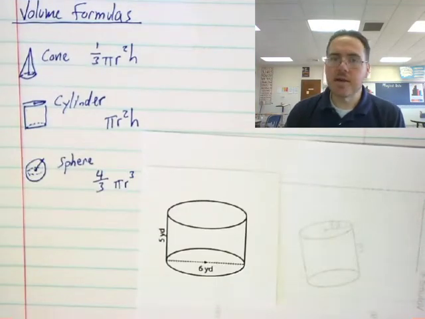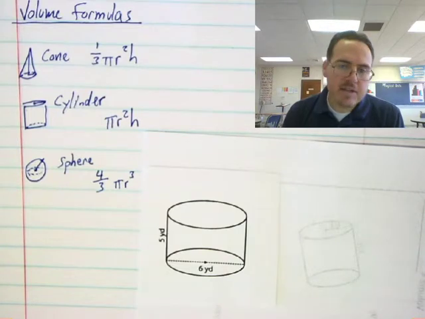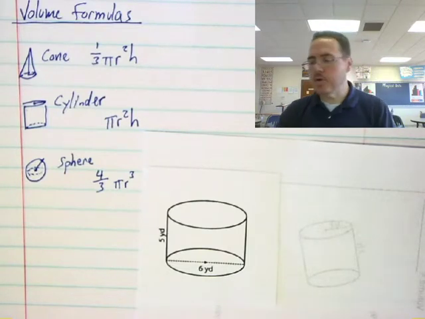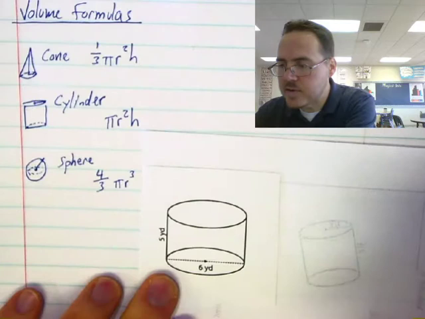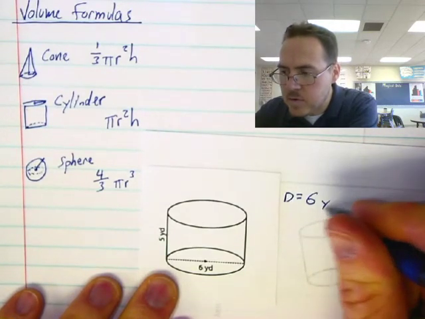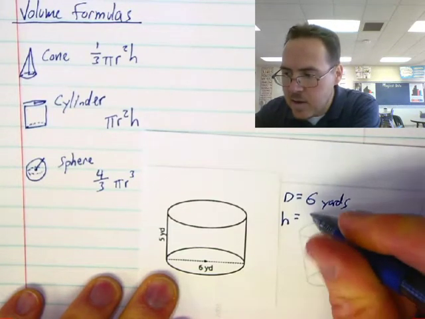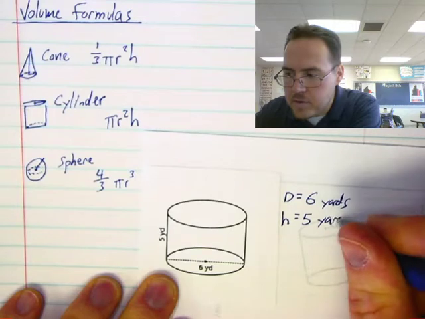Okay, this one is not a cone. This one is a cylinder. So we're going to be using a different formula to find the volume of this shape. Let's write down what we know. Based on this picture, it looks like they've given us a diameter of 6 yards, and they've given us a height of 5 yards.